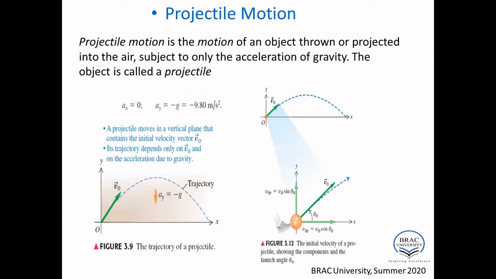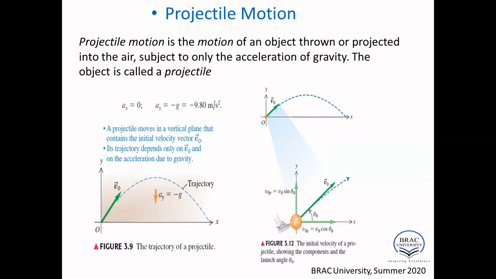Now, projectile motion. Projectile motion is the motion of an object thrown or projected into the air, subject only to the acceleration due to gravity. The object is called a projectile. To describe the motion, we need to introduce a two-dimensional coordinate system. Along the horizontal plane we consider the positive x-axis, and along the vertical plane we consider the y-axis.